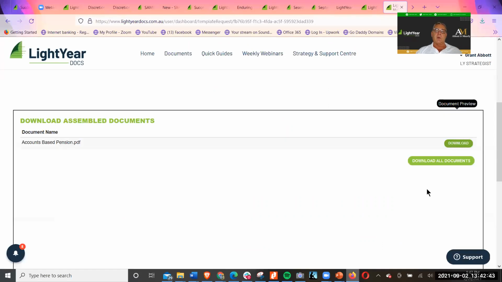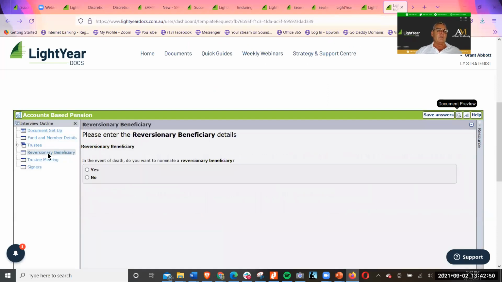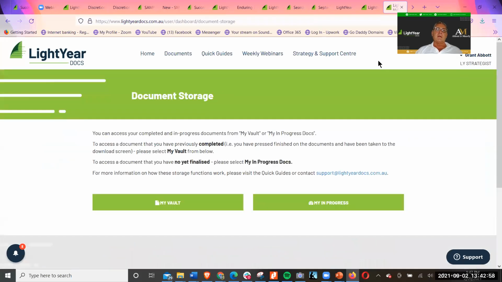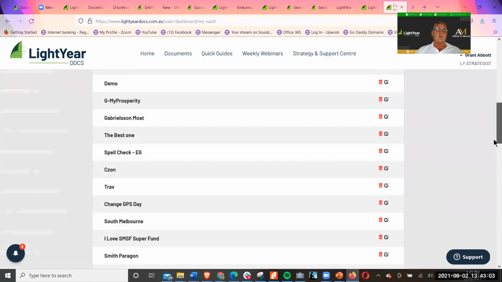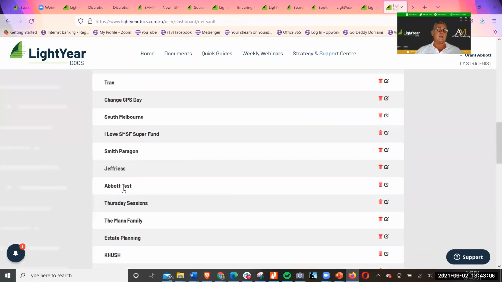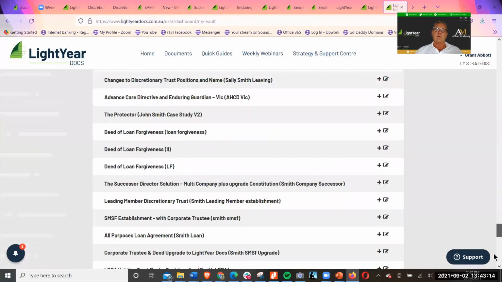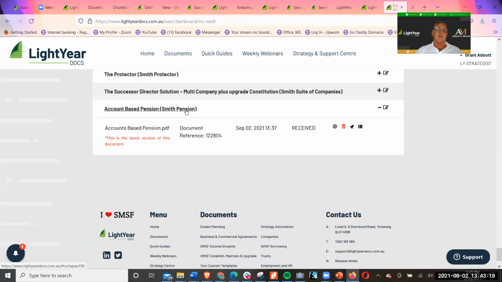Oops. So I've got to go back in here. What I would do there, so I can go back in here. I would go into the reversionary beneficiary. Yes. Okay, so it's all dropped off. Okay, so I'll need to go back in here. Go into my vault. I'll just show you what I'll do. Go down, remember Abbott test. And then my last document should be the account-based pension for John Smith, because I finished it. That's why I saved quite a bit, but I prefer just going here anyway.